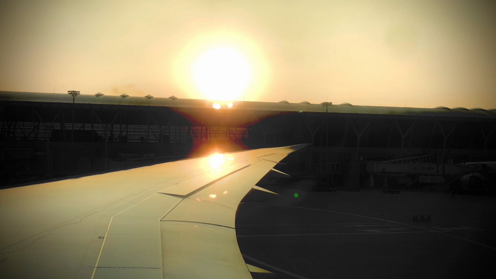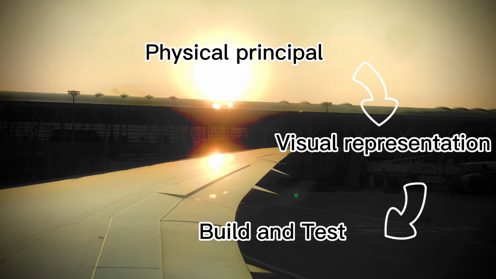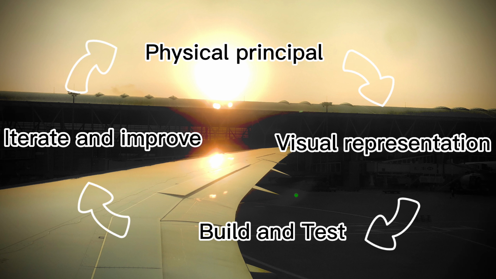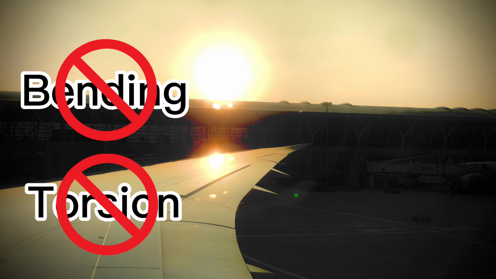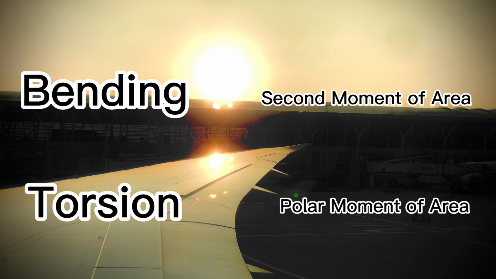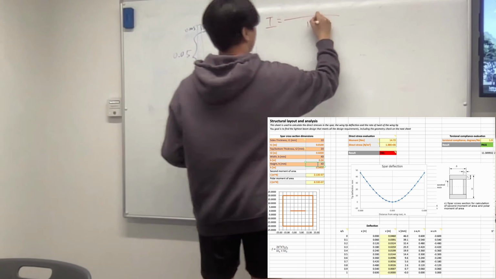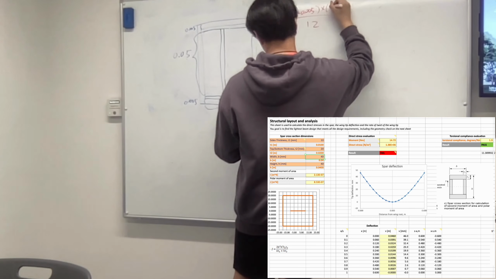Designing an object is always a process of coming up with a proposal, testing, and iterating with improvements. When it comes to wing design, it is all about preventing bending and torsion, which is strictly related to second moment of area and polar moment of area. The entire design process starts with calculations and predictions. Most of these are done on an Excel spreadsheet.